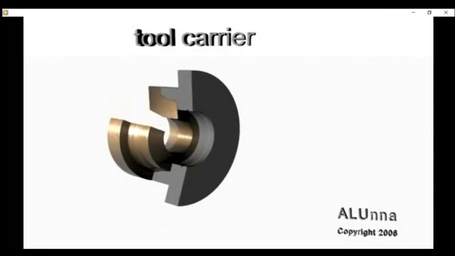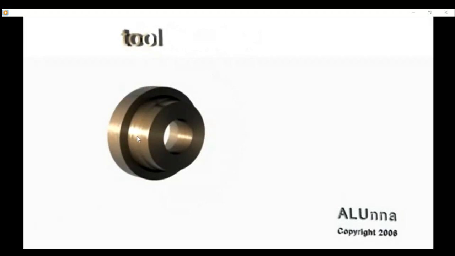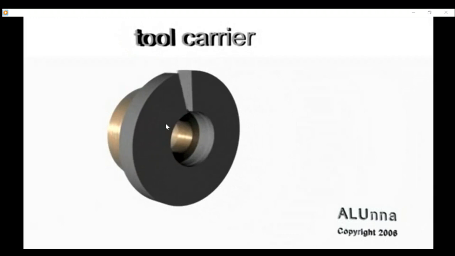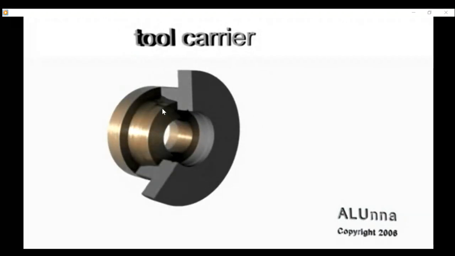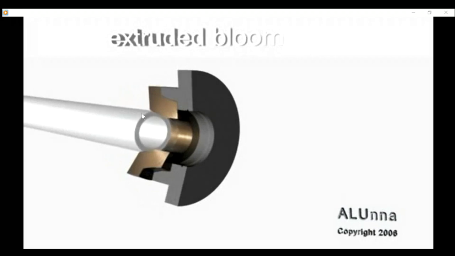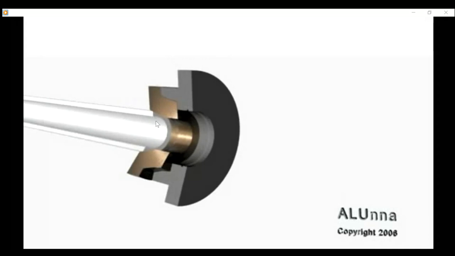Here, this is a die, a drawing die. Then he makes a cross section to show you. This is the die here to reduce the wire or tube, definitely tube. This is a tube, but this is the internal dimension here. Can you see? This is the internal.